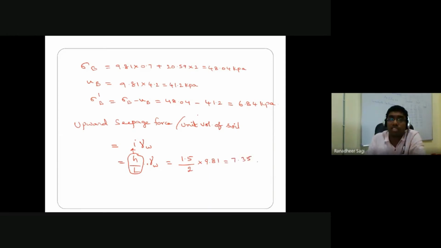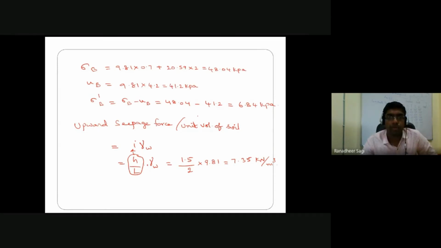7.35. What is your seepage force? Okay, so here the force is nothing but kilonewton per unit volume that we are referring to. So this is your upward seepage force per unit volume of the soil. That's how we can calculate that particular value.